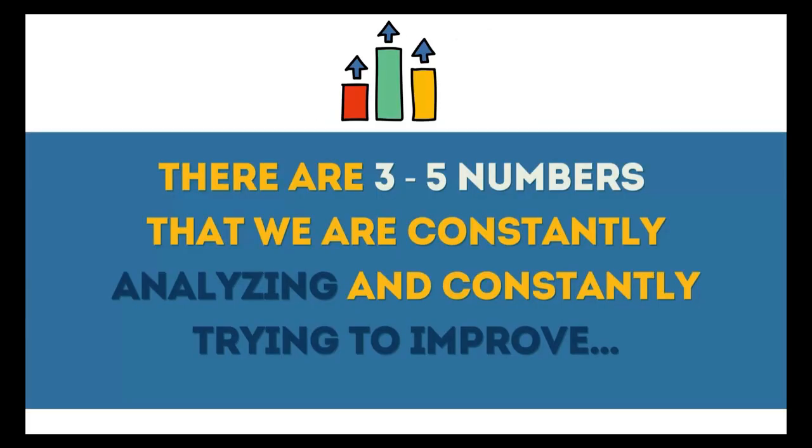There are 3 to 5 numbers that we are constantly analyzing and constantly trying to improve. How do we get more downloads? How do we make more money per download? How do we get more exposure at a lower cost or less time? How do we keep the quality as high as possible while keeping production costs as low as possible? And then constantly keeping an eye on these numbers. For example, I mentioned this previously, but our fill rates from December to January in our ad spots saw a huge drop.